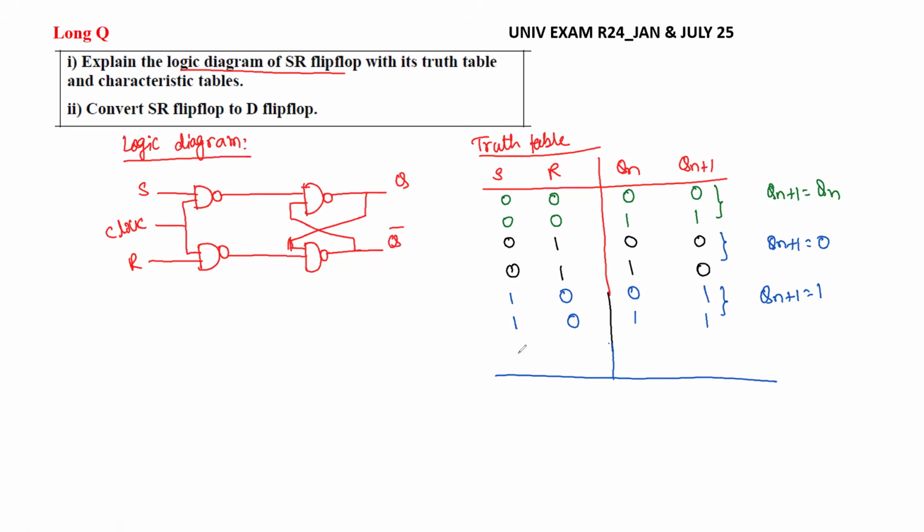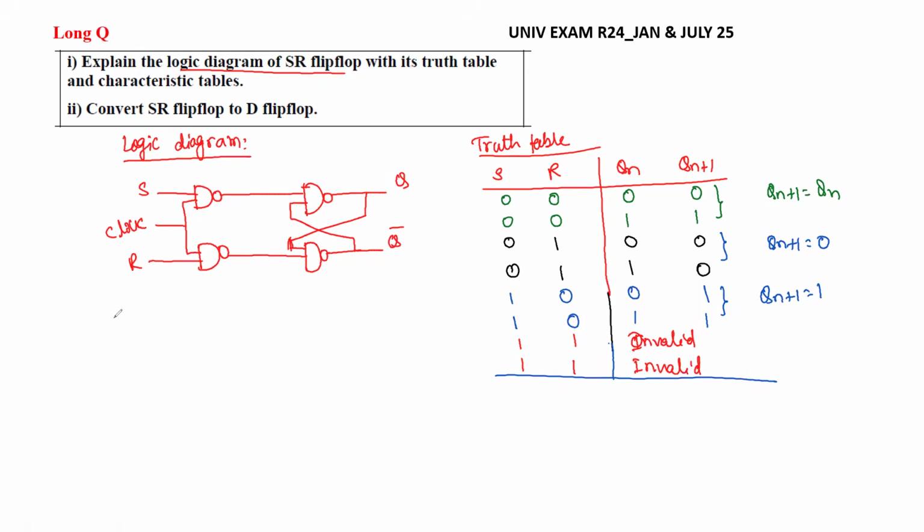So next, one more combination is S and R is 1 and Qn is 0. So here, when S and R are 1, this condition will be invalid. Qn also will not be 0. So this condition is going to be invalid. And this condition we are going to overcome in the case of JK flip-flop. That will be called the race around condition.